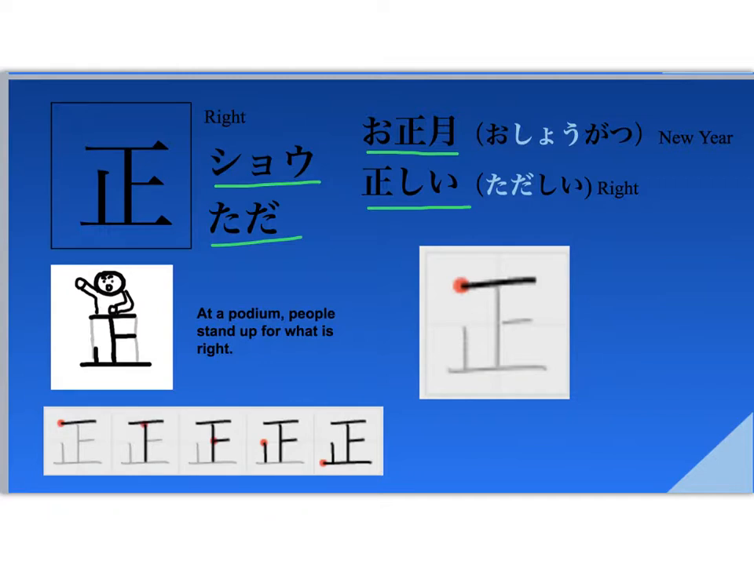So one of the strategies for this is it looks kind of like a podium where people stand up for what's right, or you can think of a teacher who corrects things. And the various lines here represent the various angles of that podium. And so here is the stroke order. Ichi, ni, san, shi, go. That one's a little tricky because this stroke here gets done before, say, this stroke here, right? So it's ichi, ni, san, shi, go.